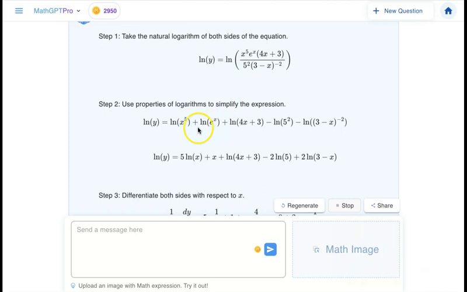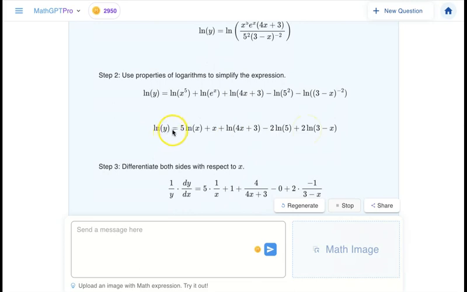It looks like they split it up using ln of a times b equals ln of a plus ln of b. So that's how they split up ln of x to the 5th plus ln of e to the x plus ln, etc. And when you have the natural log of a quotient, you can split it up into a difference, which is why they got this minus ln 5 squared minus ln, etc. Then they continued using properties of logarithms, so they move the 5 down in front. Ln of e to the x is just x.